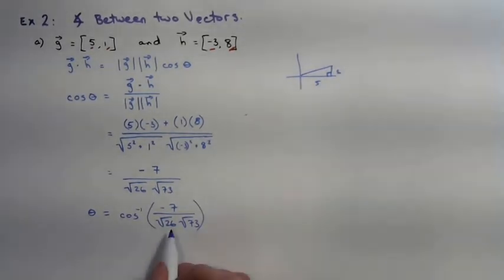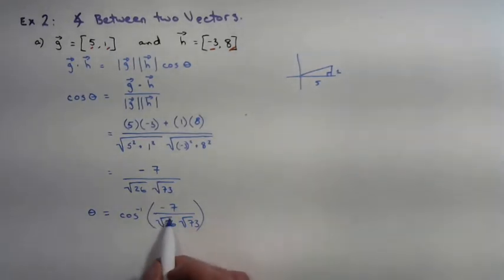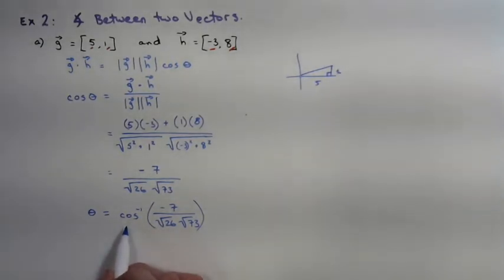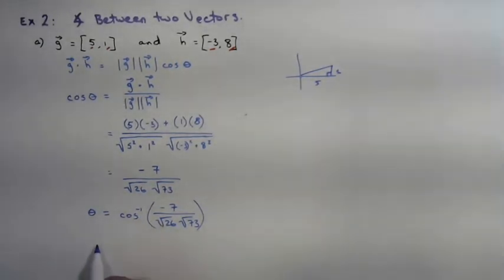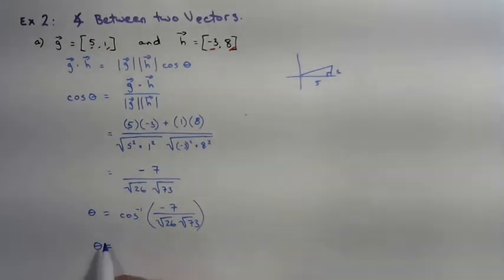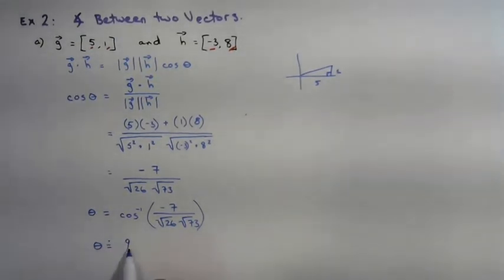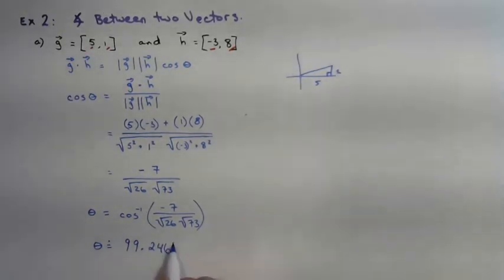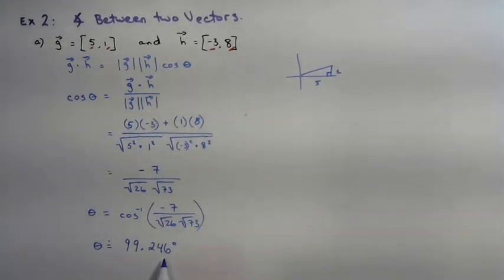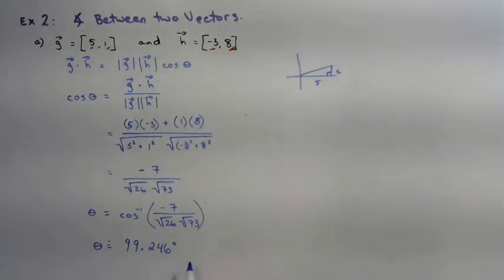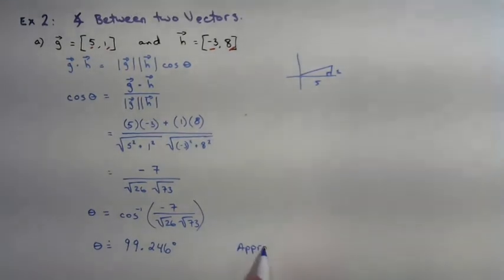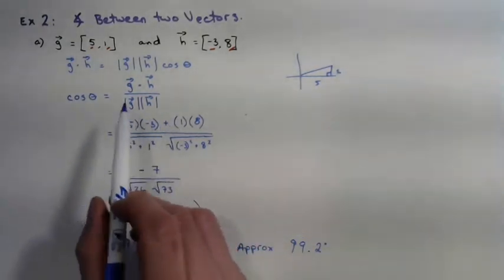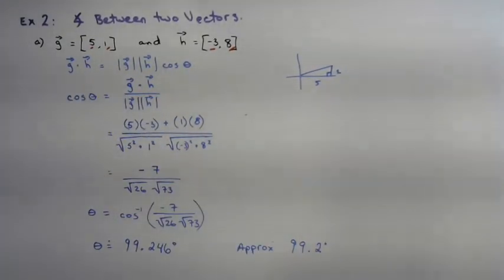You put that carefully in your calculator, or you could even still do it in two parts. You could do this part first and then hit second function inverse cosine of second function answer, and you'll get the measurement of theta as approximately 99.246 degrees, or to round to the nearest tenth would be sufficient. Approximately 99.2 degrees is the angle in between these two vectors g and h.